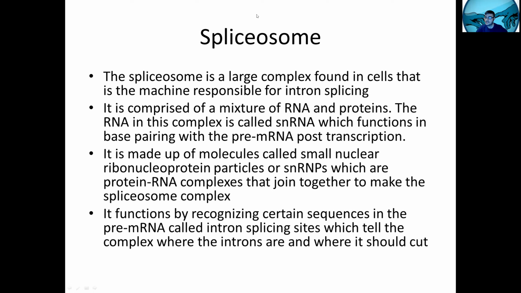ribonucleoprotein particles, or snRNPs, very long name, just abbreviated to snRNPs, which are protein RNA complexes that join together to make the spliceosome complex. So the snRNPs are small. They each have their own small function, but a bunch of them join together to make the spliceosome complex. And it functions by recognizing certain sequences in the pre-mRNA called intron splicing sites, which tell the complex where the introns are and where it should cut. Okay.